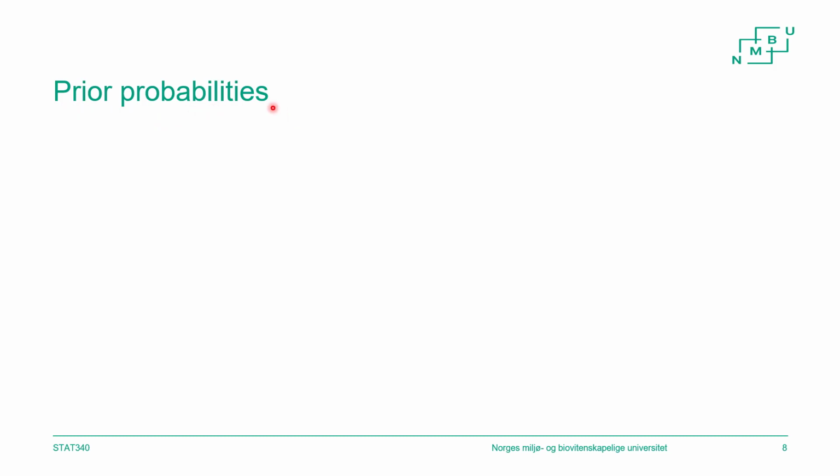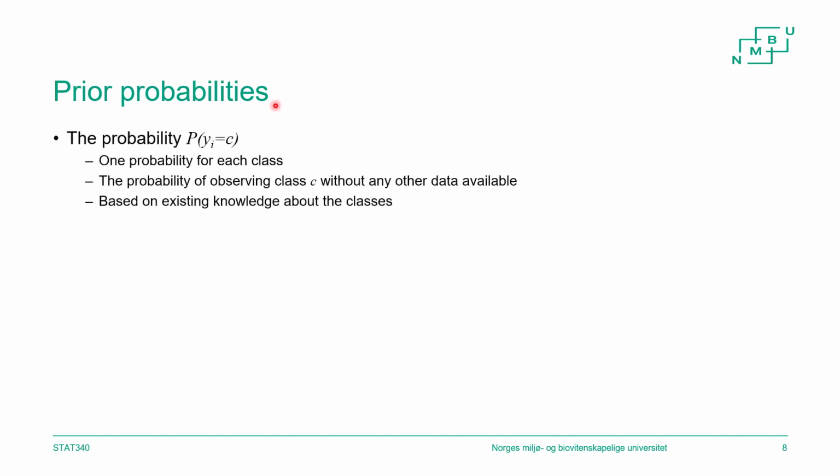Prior probabilities is something we hear from time to time. What is this? This is the prior probability of class C. And notice there is no x involved here, right? There is no x. There is one prior probability for each class, and this is the probability of observing the class without any other data available. So we know nothing about the world around, you could say. We know nothing about the x. What is then the probability that the next y is of class C?